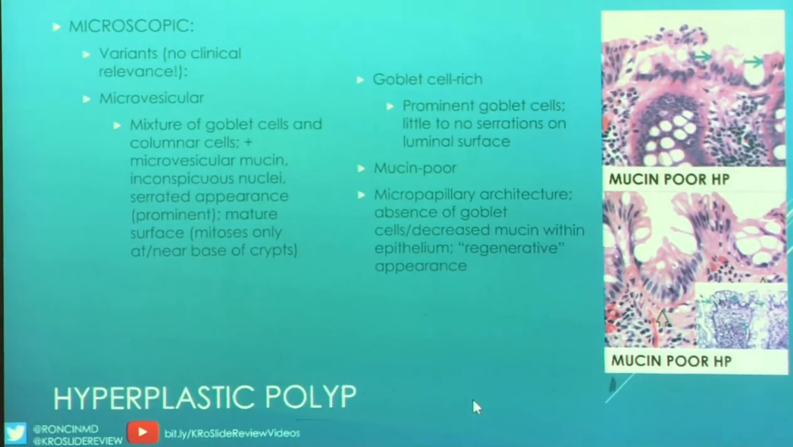So again, these variants have no clinical relevance, so it's more or less for our curiosity to say, oh, this is a hyperplastic polyp, goblet cell rich, or microvesicular, or mucin poor. But what you should note is with the goblet cell rich polyps in particular, they really don't have the serration. So what you're looking for is that dilation of the luminal surface. That often is all that you get with those. Whereas you can see with the mucin poor hyperplastic polyps I have on this page, you can still see that serrated architecture. Even though it's not super prominent, it is still there.